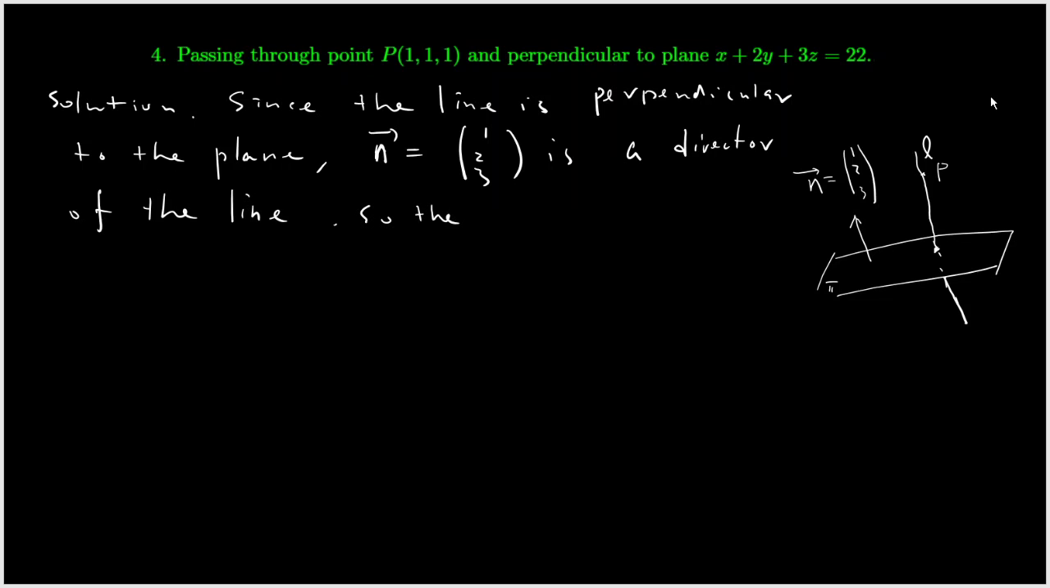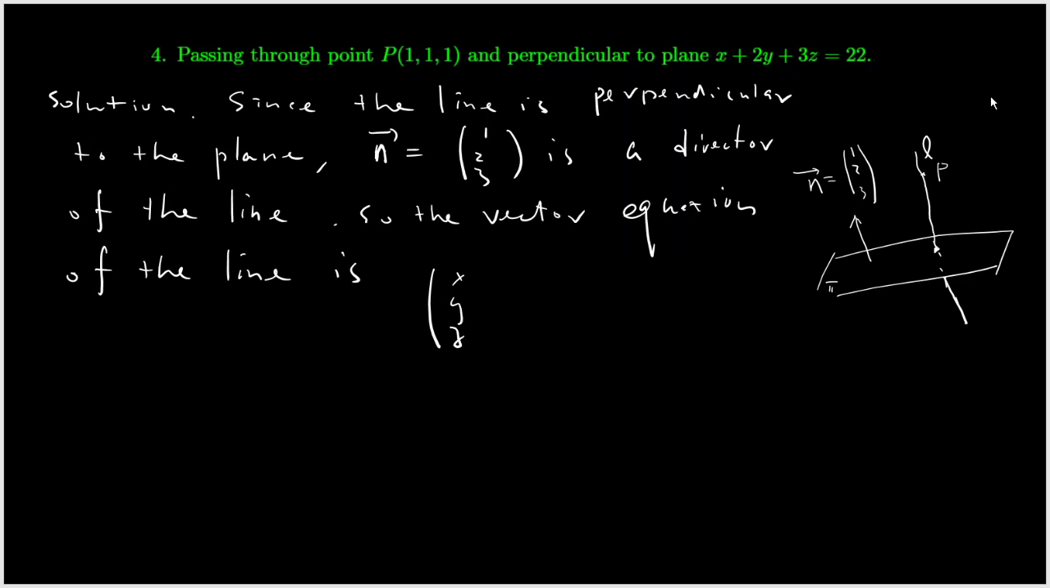So the vector form of the vector equation of the line is (x, y, z) equals the point (1, 1, 1), and then plus t times (1, 2, 3). Right.